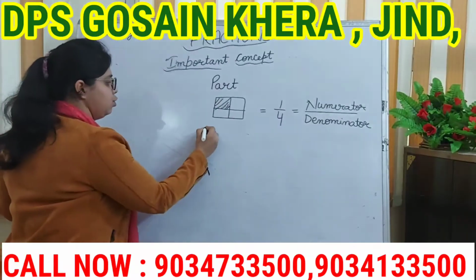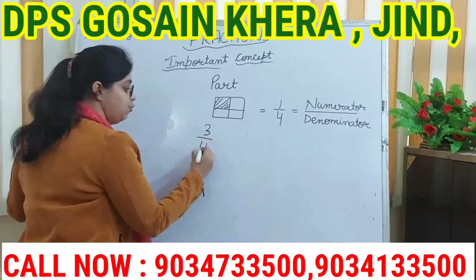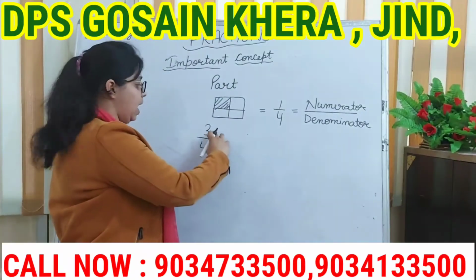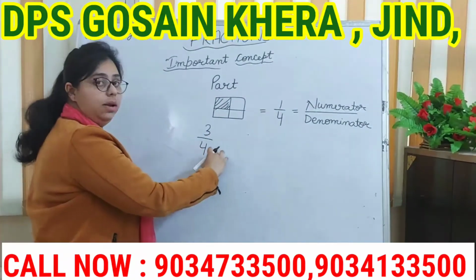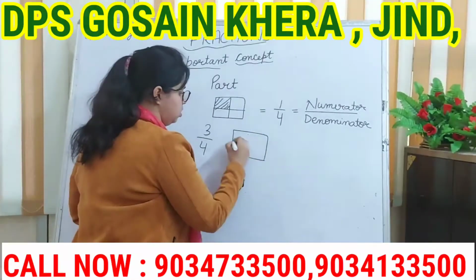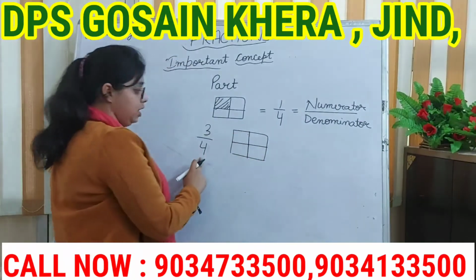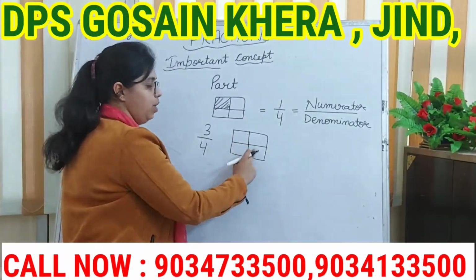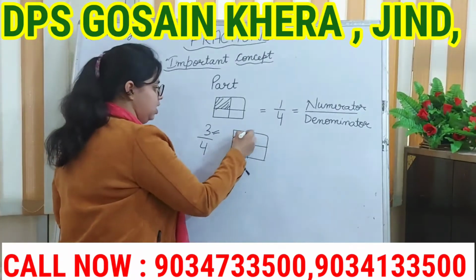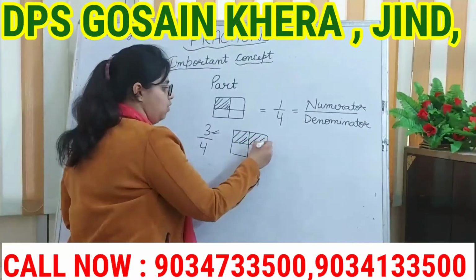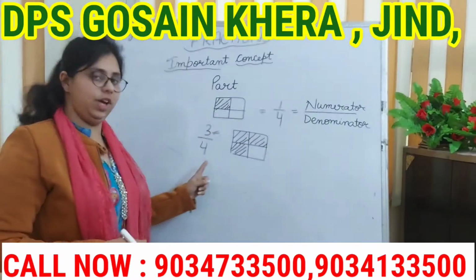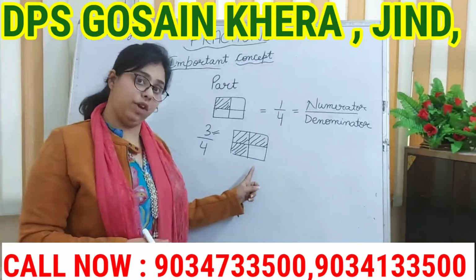Now I give you the fraction 3 by 4 and I tell you to color 3 parts. How many total parts are there? 4. So I draw a square and divide this square into 4 parts. In the numerator there is 3, so I will color 3 parts of this square. So now the 3 by 4 fraction is represented by this figure.